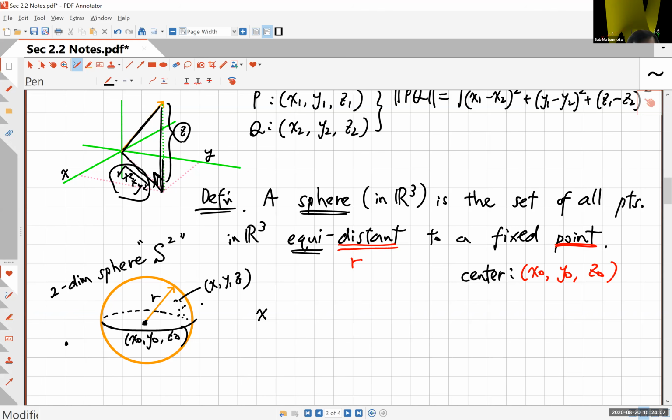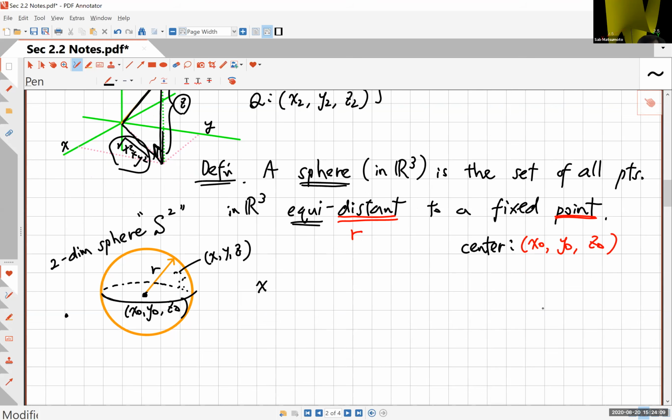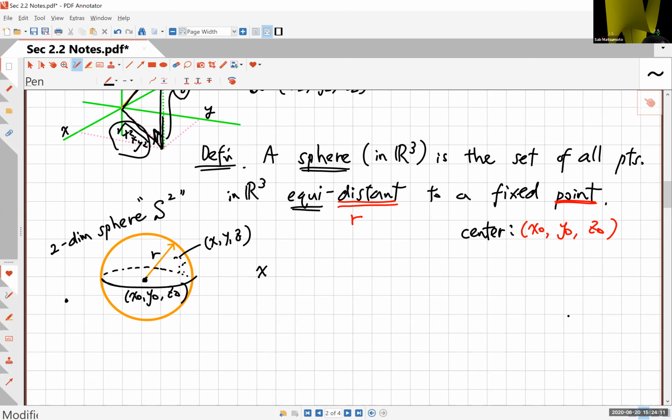All right, let me go back. So what is the equation that x, y, z has to satisfy? The only eligibility requirement for this person or point to be a member of this sphere is that its distance from the center point is r. And so how do you write that using mathematics? Well, we have the distance formula.